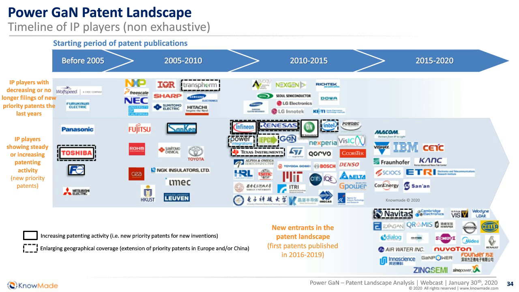Meanwhile, a second wave of companies has entered the power GaN patent landscape between 2010 and 2015, and a lot of them are still active in terms of patent filings. And currently, most of the power electronics players are intensifying their patenting activity, especially Infineon, Toshiba, Sanken, Fuji Electric, Renesas, and Onsemi. And also, certain players are enlarging the geographical coverage of their patent portfolio by extending their priority patents, mainly in Europe and China. And the companies showing this IP strategy of patent extension are, for example, Infineon, Transphorm, EPC, Power Integrations, Texas Instruments, Intel, Navitas, Toshiba, and Renesas.